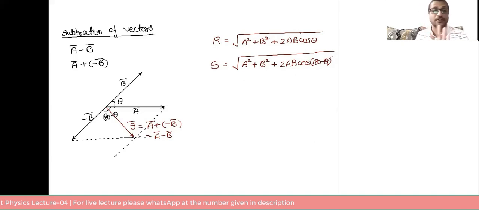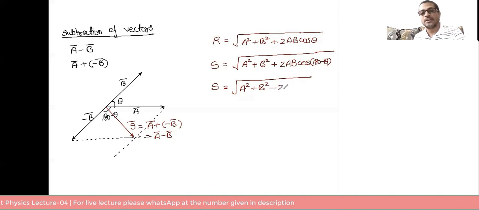But there are proofs for that. Your math teachers will tell you. If that chapter is done and your school teachers don't do that, then let me know. I will take up that. I'll take an entire class on how to convert from one angle to another angle and all that, but not now. So root of A square as it is, B square as it is, cos 180 minus theta is minus cos theta, therefore minus 2AB cos theta.